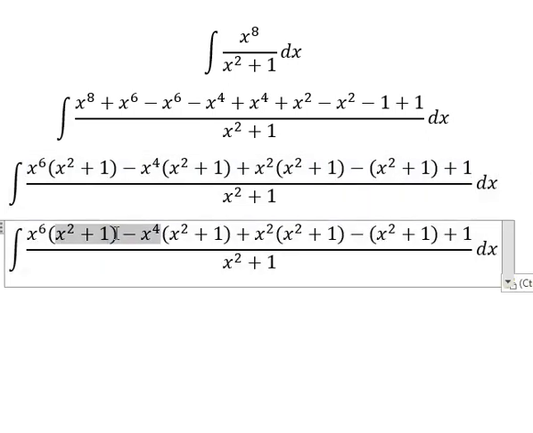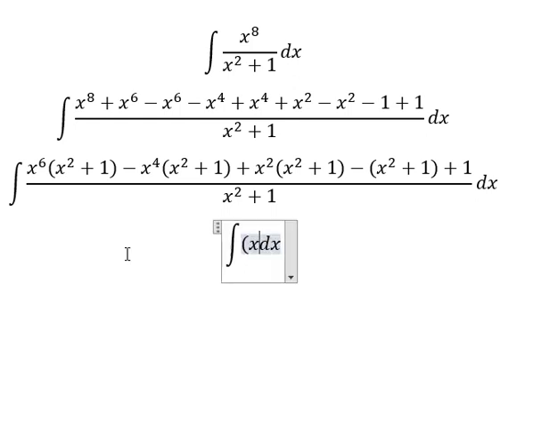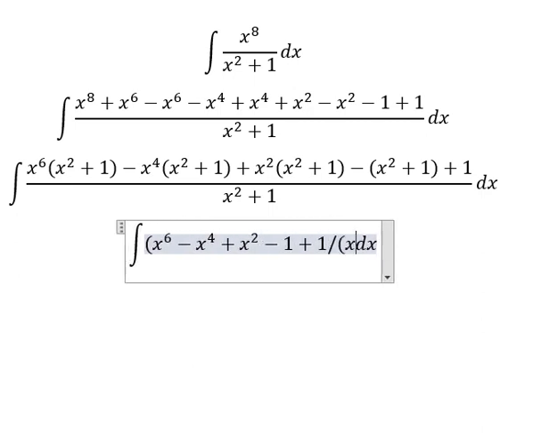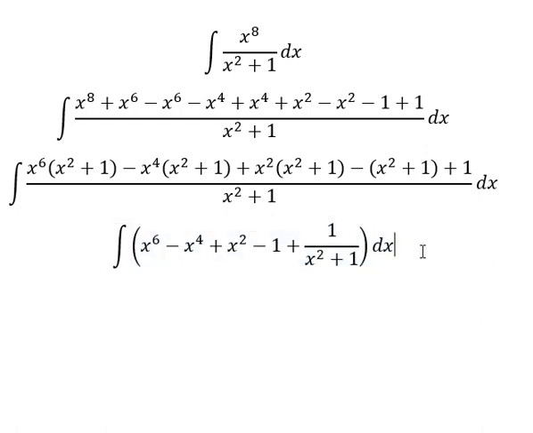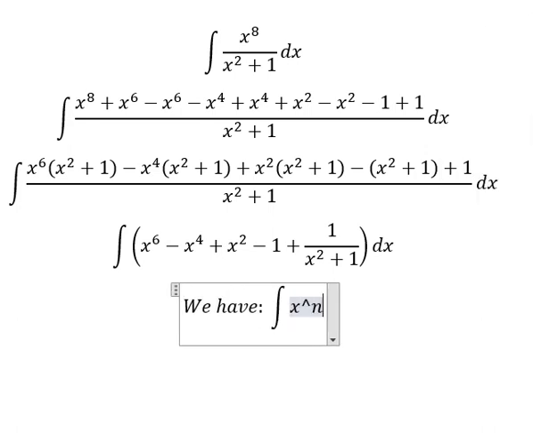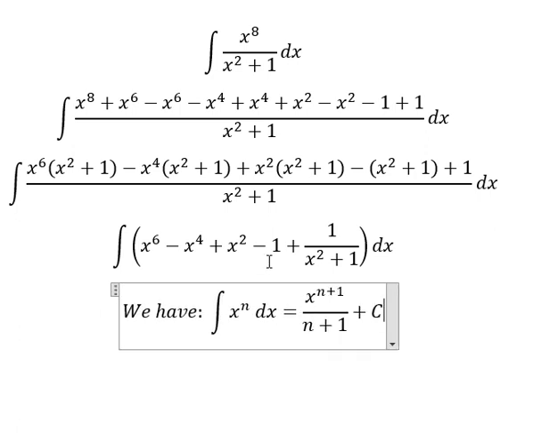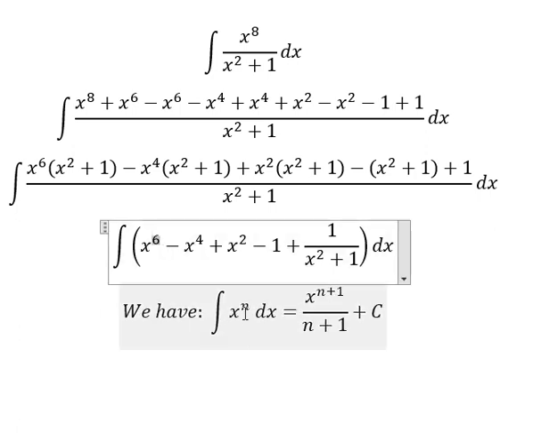So this one divided by this one, we have x to the power of 6. Similar for this one, and this one. Now we have the formula in here. So we put 6 in here.